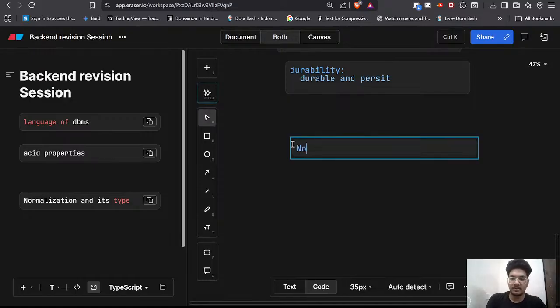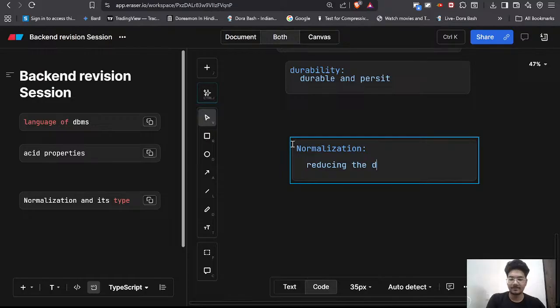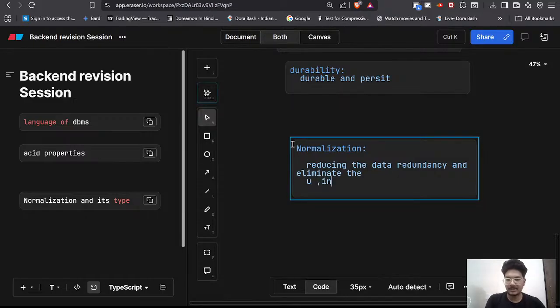So what do we mean by normalization? It means reducing data redundancy and eliminating the updation, insertion, and deletion anomalies.